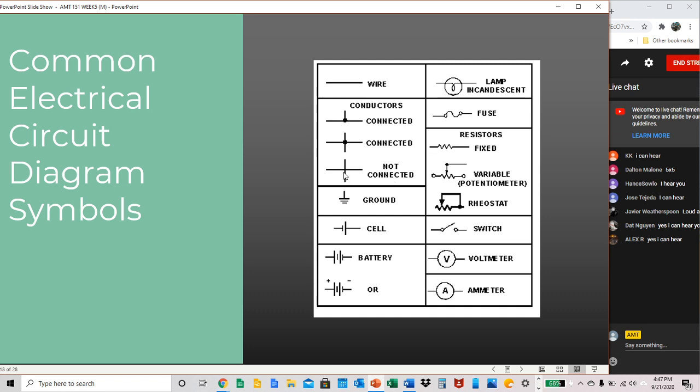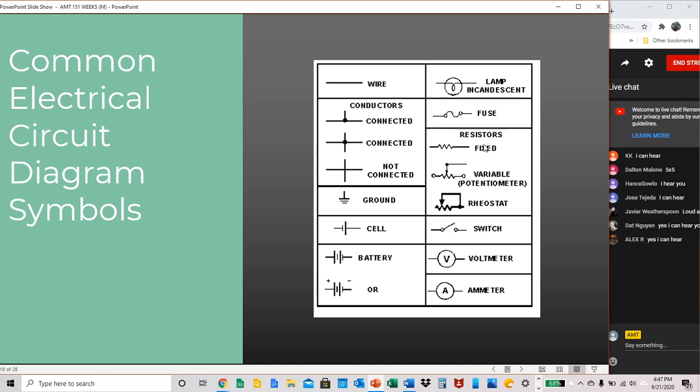Not connected conductors, so this means that these are running past each other but not connecting to one another. We have our ground, a cell, our battery, can be either one of these. You guys have probably seen that before, and I've drawn it on the board before. Here we have an incandescent lamp. That's our symbol for an incandescent lamp. Our fuse. We have our resistors, which we've talked about a lot.